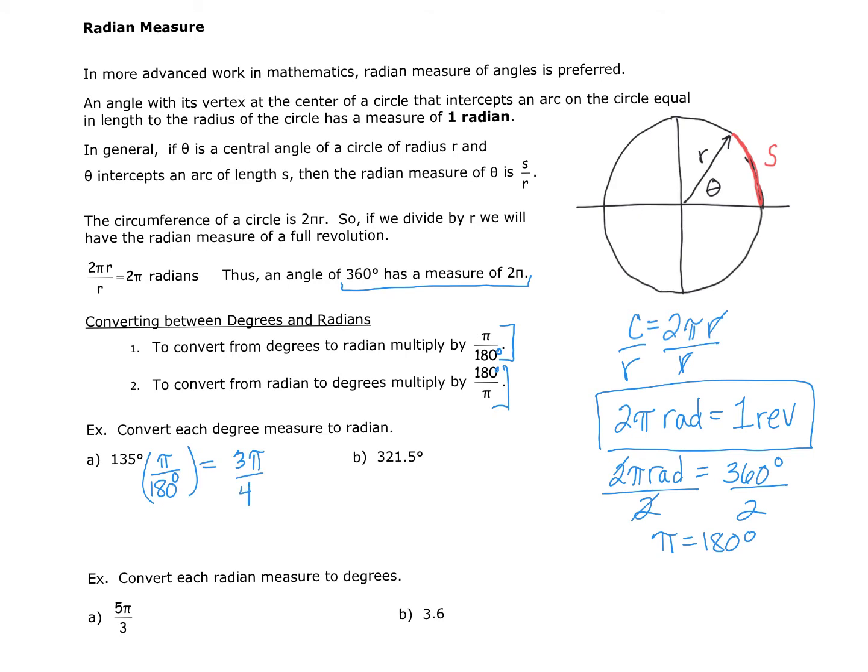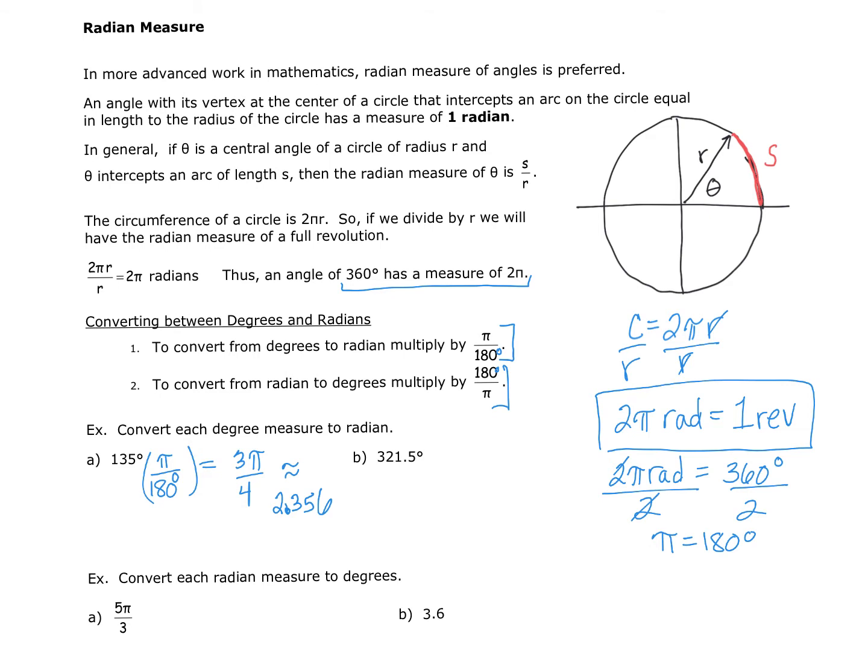Now, we typically leave the pi in there because that makes this exact, but if I wanted a decimal approximation, I could do that as well. In this case, that would be approximately 2.356. So both of these are radians. We don't have to write radians afterwards. If we're working with angles and there is no degree symbol, then the assumption is that it is radians.